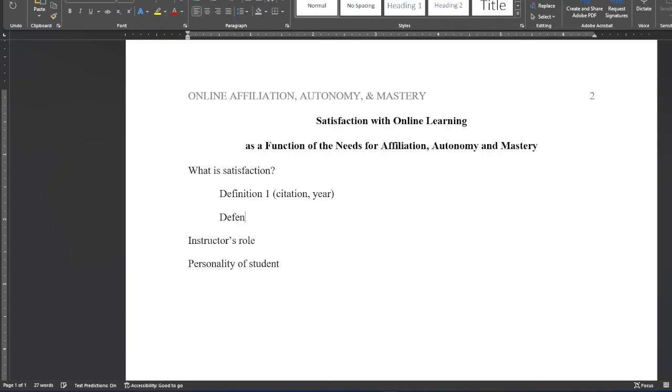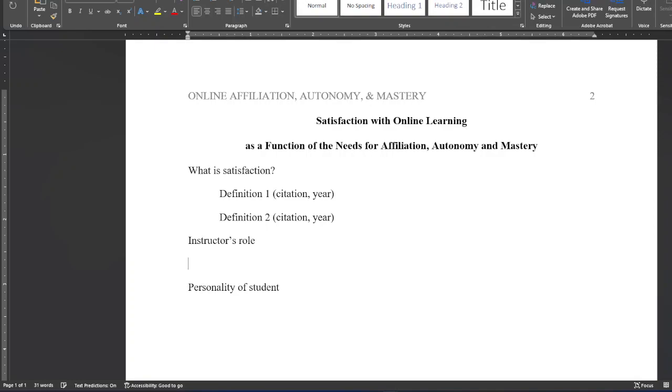And then maybe there's another definition, maybe there are competing definitions of what satisfaction is. And so I'm going to go ahead and put that here, and if I have a citation for it, I'll put that here. So I'm just kind of keeping track of everything as I'm going. I'm not having any ideas that I write down and then I have to go back later and figure out where I got that idea from. I just write it down and I give the citation right now.